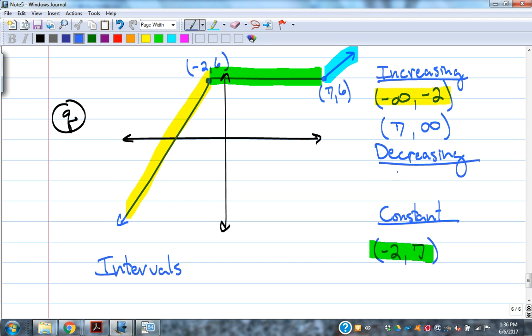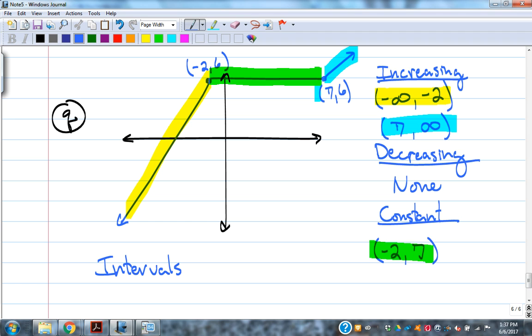We don't have any decreasing intervals here. What would a decreasing interval do? Yeah, it would be going down and to the right, actually. It'd be moving diagonally down to the right. Okay? We don't have one of those in this particular graph. And that's okay. You don't necessarily have to have one of each of them at all. So we would write none there, probably, if they ask us to tell.